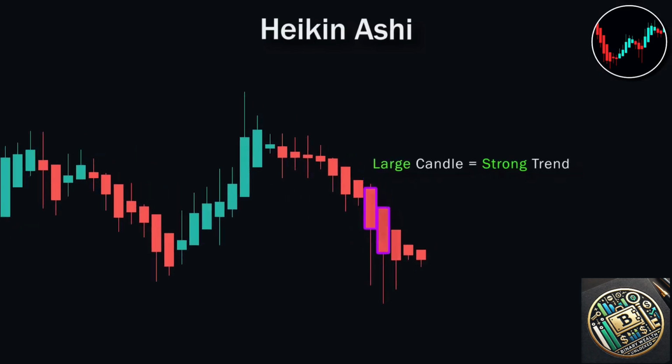The larger the candle, the stronger the trend. Keep in mind that the Heikin-Ashi only acts as an indicator. It does not display the real market price.